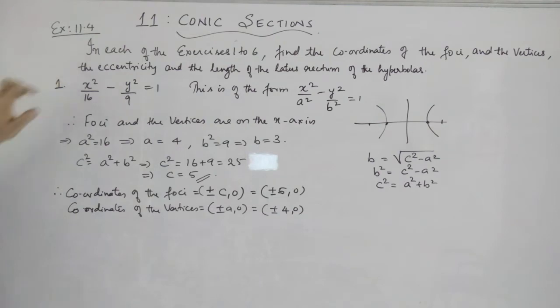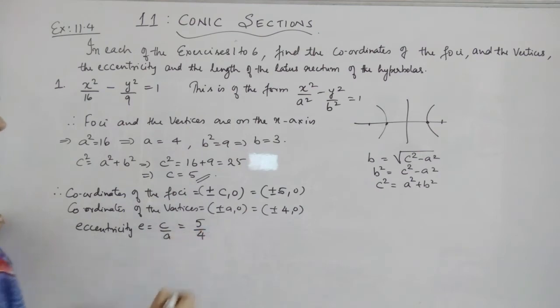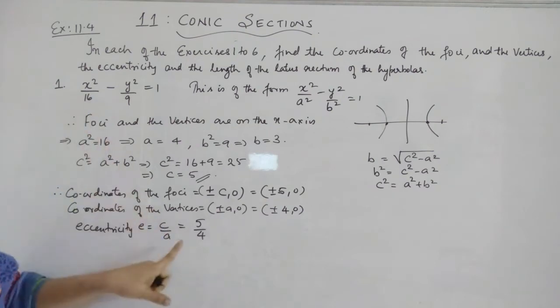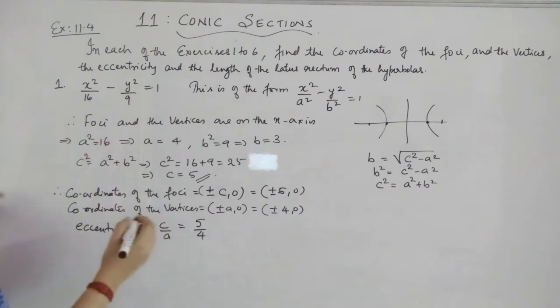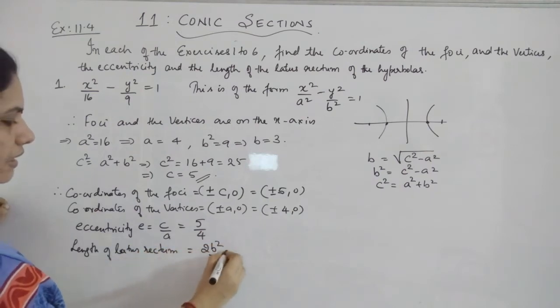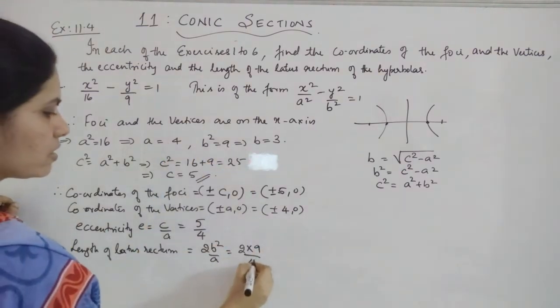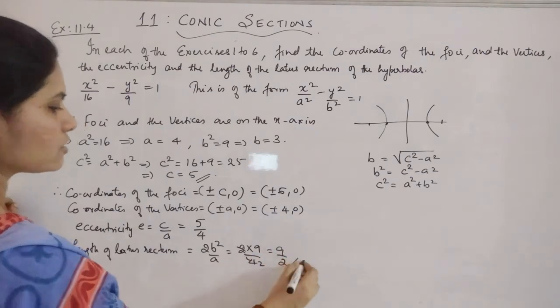Next one which we have to find out is eccentricity. Eccentricity is given by e, which is equal to c by a. What is c? 5. a is 4. So 5 by 4 is the eccentricity, and you can see that it is greater than 1. So for a hyperbola you will have eccentricity greater than 1. Next thing is the length of latus rectum, which is equal to 2b square by a, which is equal to 2 into 9 by 4, so that you will get it to be 9 by 2.